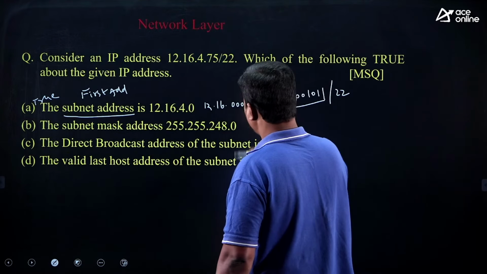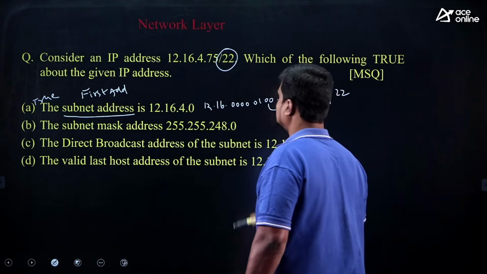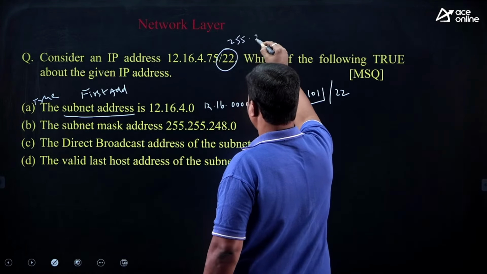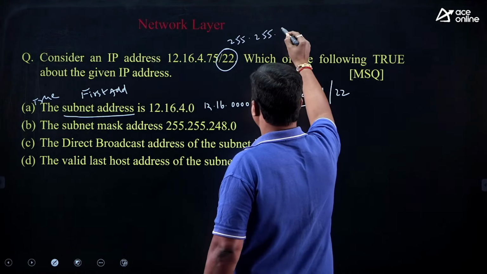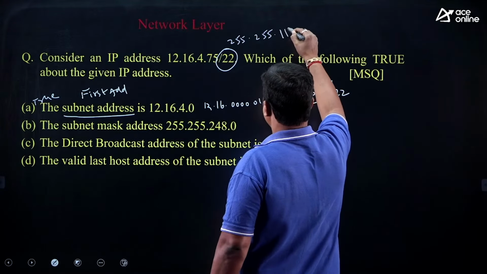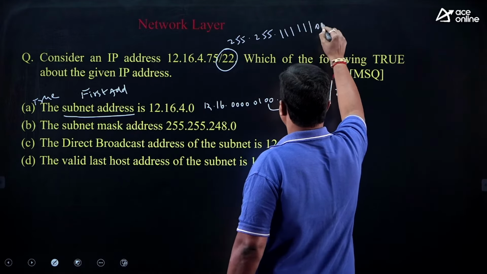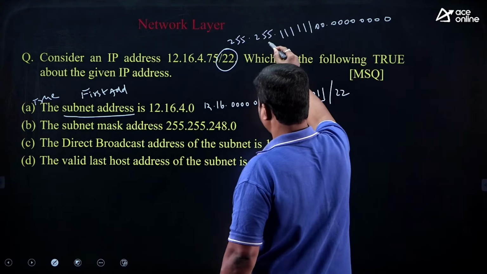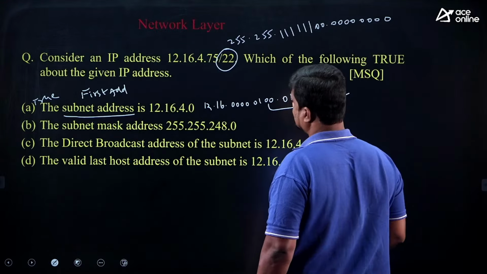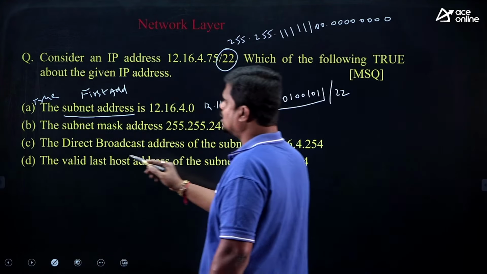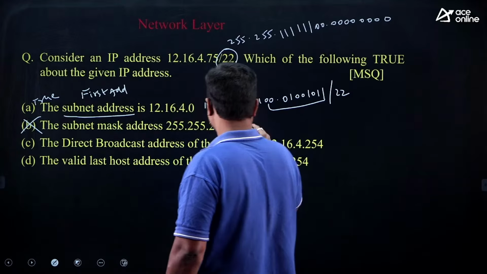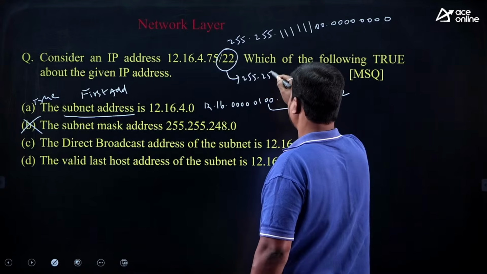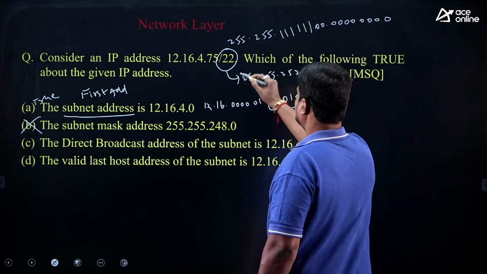255.255.248.0. So what is the mask here? It is 22, in the sense that 22 ones are there. 22 ones in the sense 8 ones, 8 ones, 6 ones: 255, 255, 252, 0. But here it is given 248.0, which is wrong. So according to this mask, it should be 255.255.252.0.